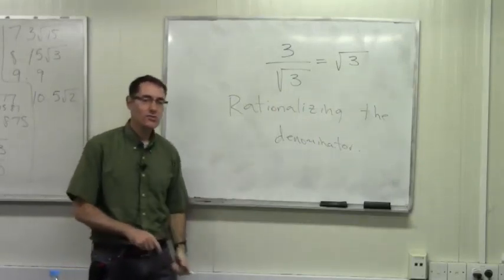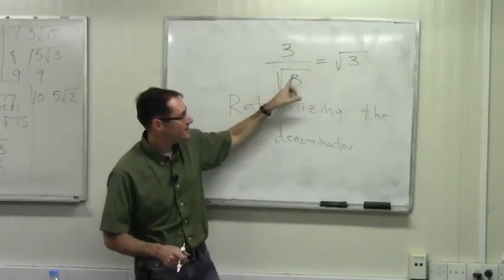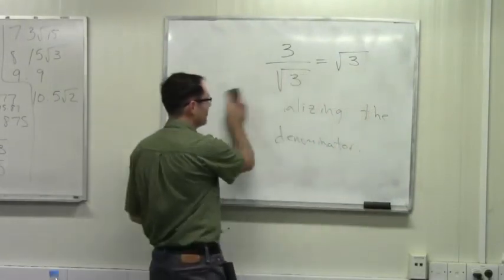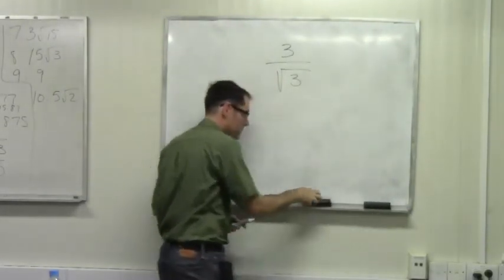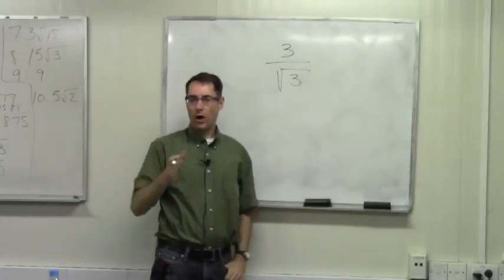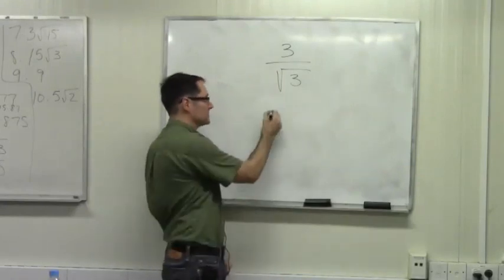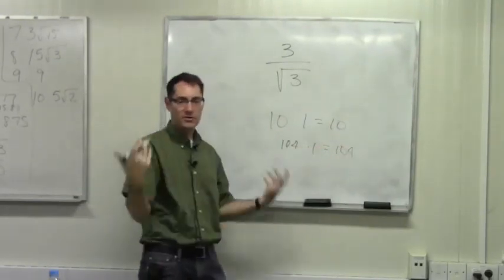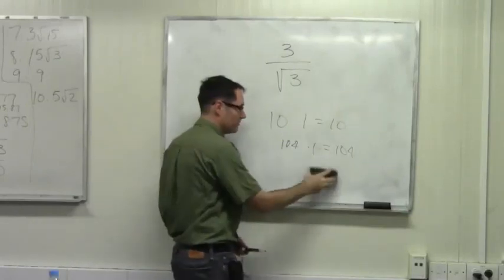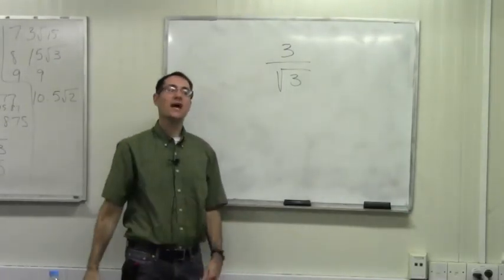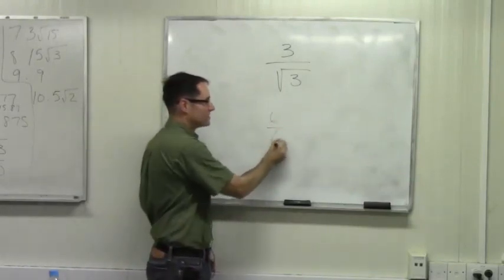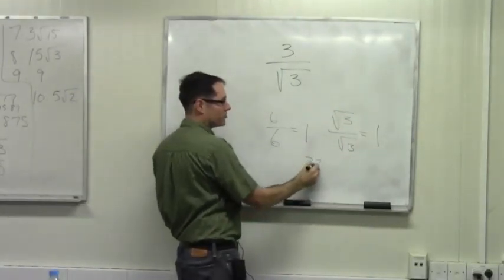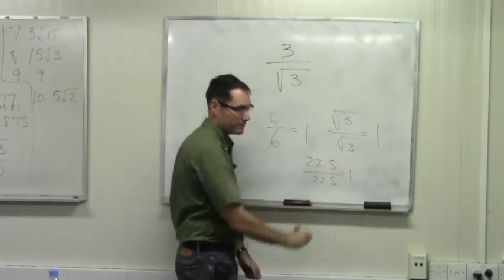We have a special way of doing this, which involves something that ends up looking like this. But I'll write it out exactly. We'll do this example exactly. Okay? Can you multiply any number by 1 and get the same number? 10 times 1 equals 10. 104 times 1 equals 104. Any number times 1 equals the number. Good. Can you divide any number by itself to get 1? 6 divided by 6 equals 1. The square root of 3 divided by the square root of 3 equals 1. 22.5 divided by 22.5 equals 1.